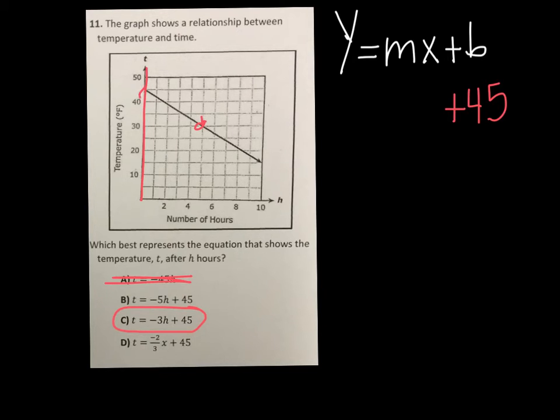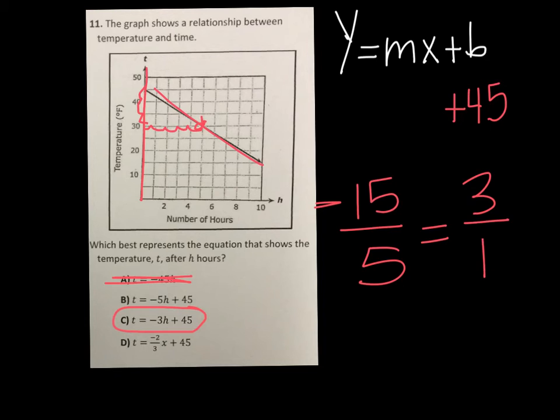And then you count 5, 10, 15. That's my change in y. And then it's going over by 1s. So 1, 2, 3, 4, 5. And it's the negative slope. When I simplify that, I get 3 over 1, and again that's negative, so my slope is negative 3x plus 45. So that's why C is the correct answer.